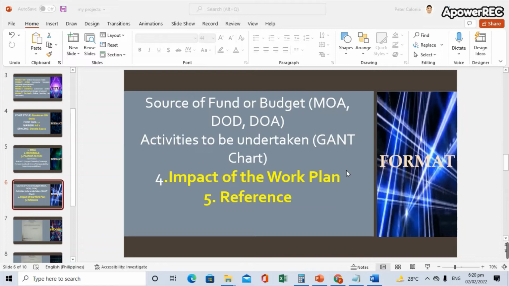Activities to be undertaken. So what are the activities that should be undertaken? The training matrix, and it should be in Gantt chart. And of course, your work plan and references.